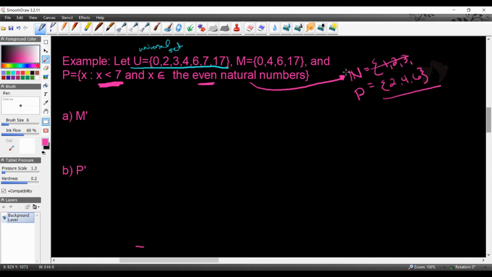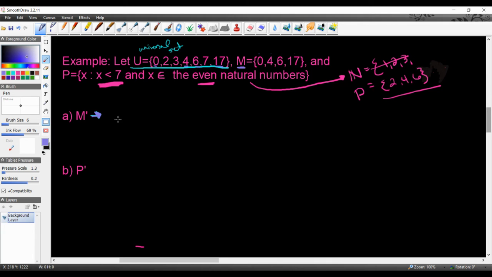Okay, let's go ahead and look at the problems now. The first one is asking us to find M prime. So remember, I'm not going to write this out, I'm just going to kind of say it. But M prime is all the elements that are not in M, but they are in the universal set. So we're going to look at M, and I have a 0, 4, 6, 17. So over here, see 0, 4, 6, and 17. So those numbers I can't use because they are part of M.